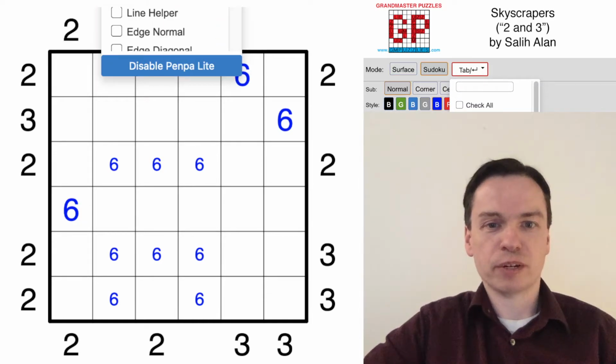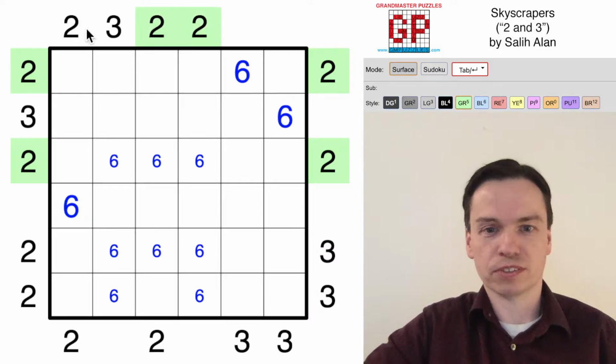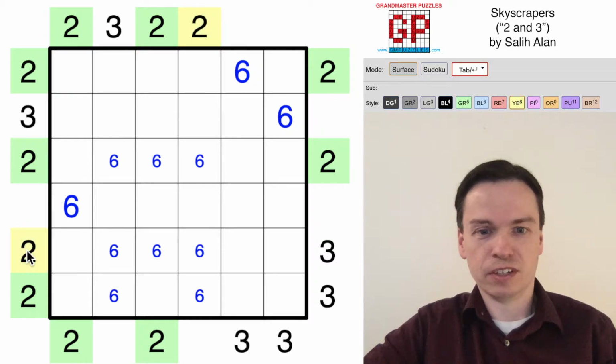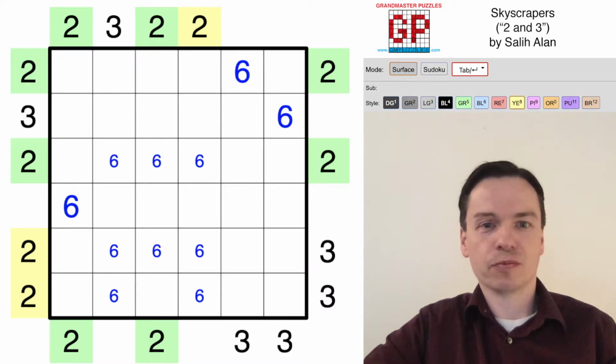Now there's something in general about skyscrapers of recognizing which clues may have more information, and actually 2s have more information than 3s, so I'm going to start my search in this puzzle by looking at the 2s. And the first thing that stands out by just looking at all of these is we actually have 4 pairs where we've got 2s on extremes of the grid. And why are those useful?